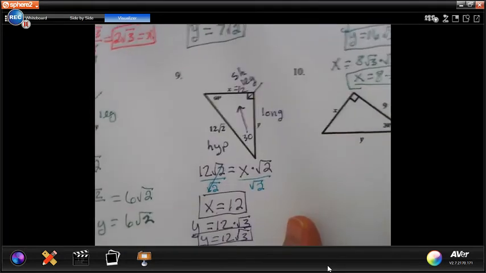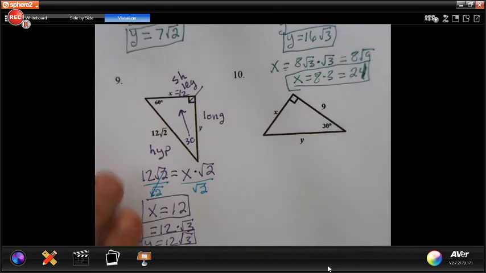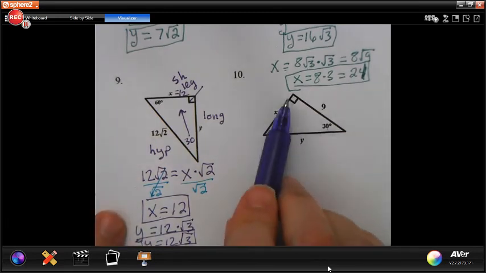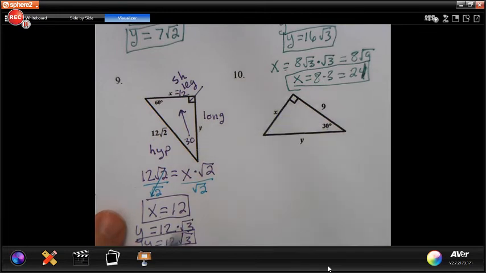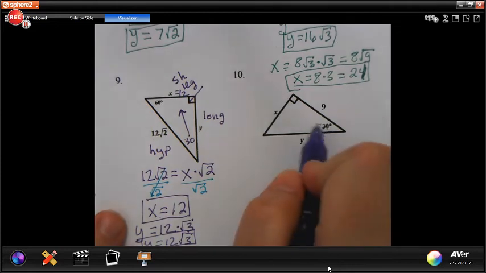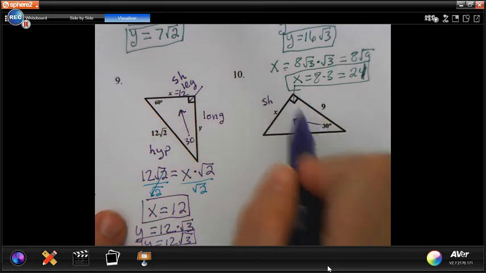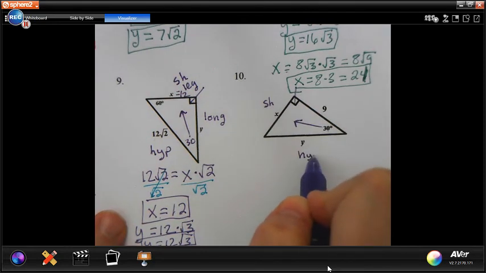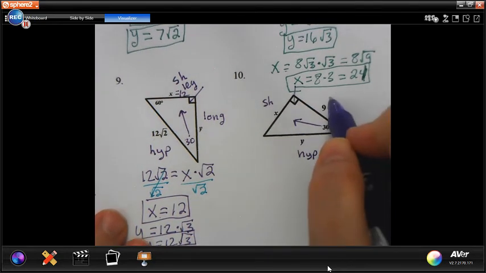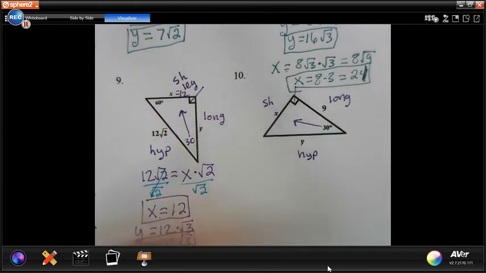And then number 10. Notice that's 30 in the corner. 30, and that's 90. So that's a 30, 60, 90 triangle. So we're going to use the same rules. 30, remember, opposite of 30 is our short leg. Opposite of 90 is our hypotenuse, which means the third side is the long leg.